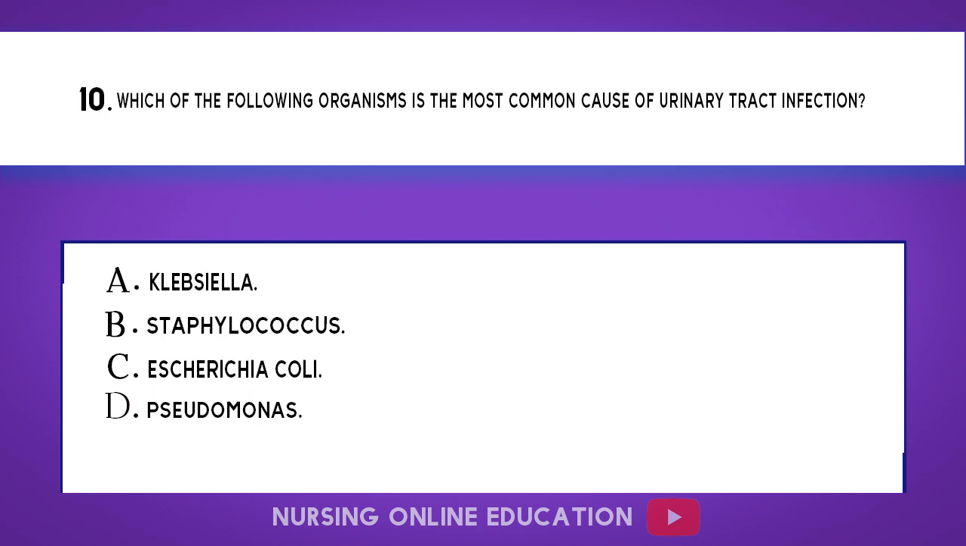10. Which of the following organisms is the most common cause of urinary tract infection? A. Klebsiella, B. Staphylococcus, C. Escherichia coli, D. Pseudomonas. The answer is option C, Escherichia coli.